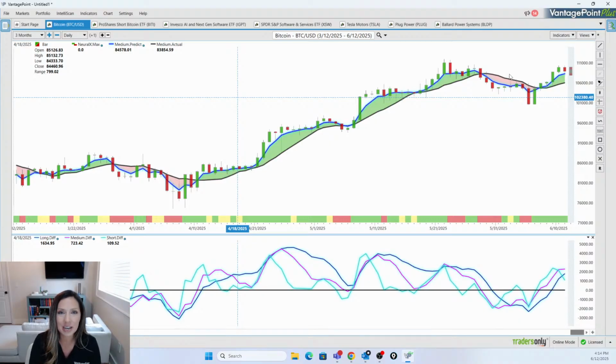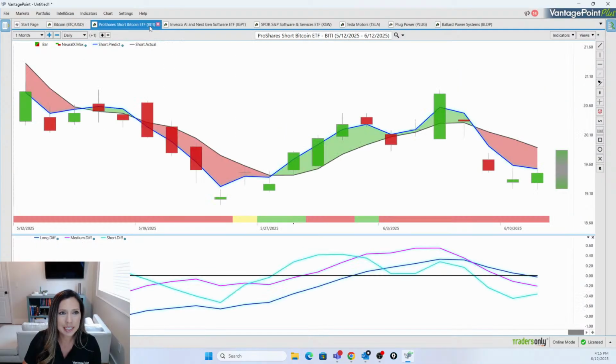We want you to stick with that. But we also at VantagePoint are here to really highlight the plethora of opportunities here in the market. So with that, let's take a look at VITI. This is an inverse ETF specifically for Bitcoin. So we can see here that this is the ProShares short, which means it would be an inverse Bitcoin ETF.